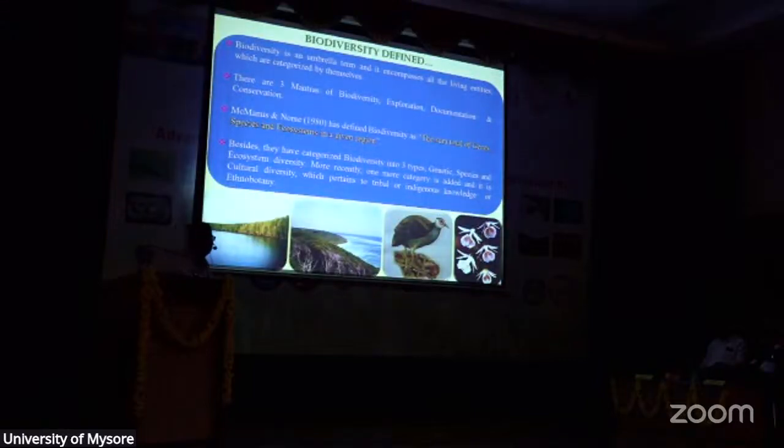Of course, I have already told you that biodiversity is an umbrella term which encompasses all the living entities. The three positive mantras I already told are inventorization, documentation and conservation. And now, coming to biodiversity, it has been conserved from long ages, and it has been given a very simple definition as the sum total of genes, species, and ecosystems in a given region by McManus and Morse in 1980.